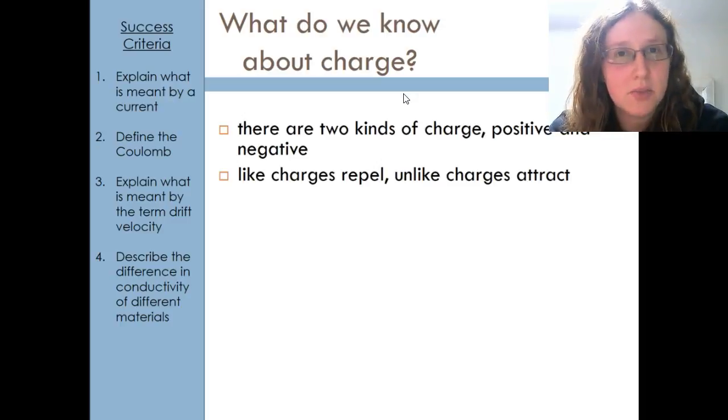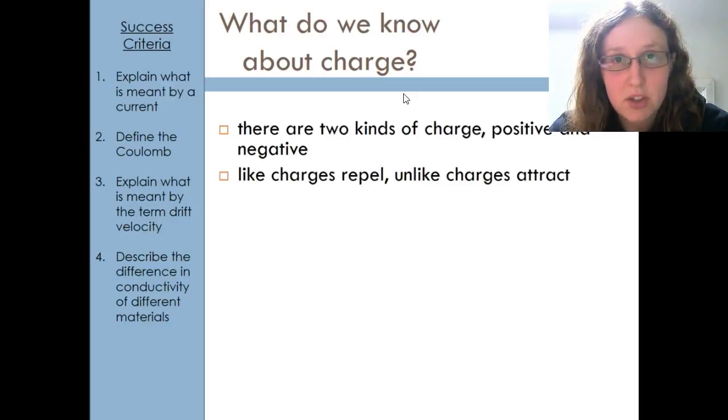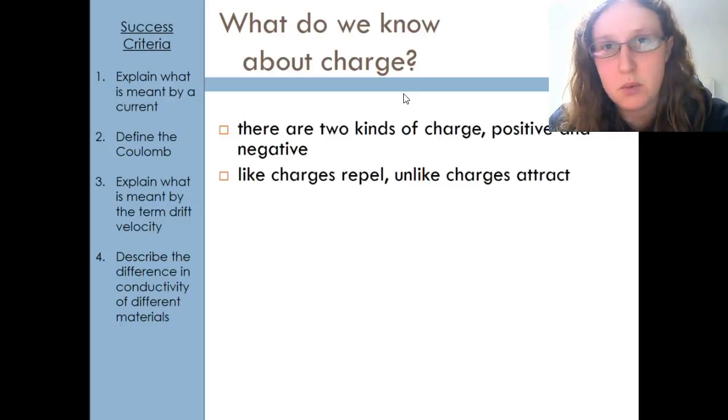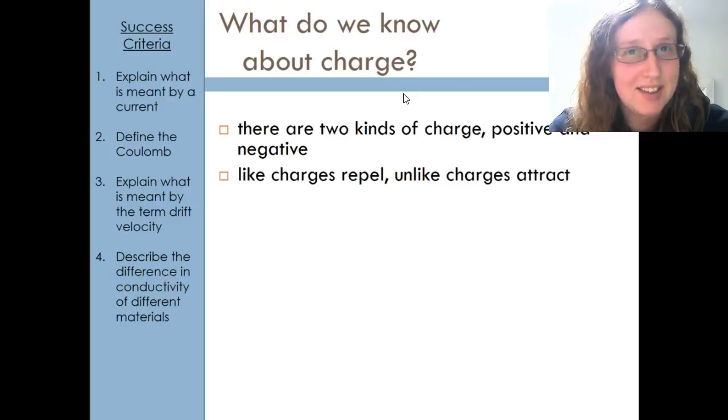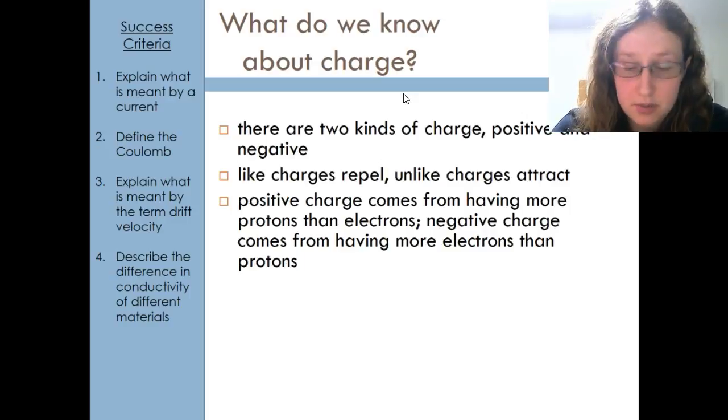Now, there's a very good reason I've used the phrasing like and unlike. I haven't said opposite charges attract, because in fact, whilst positive and negative charges do attract each other, positive and neutral charges also attract each other. So it's a much smaller effect, but that attraction is there. So using the term opposite doesn't give you all the information. That's why we start talking about like and unlike charges. So the reason we have positive charges is that you have more protons than electrons, and negative charges come from having more electrons than protons.